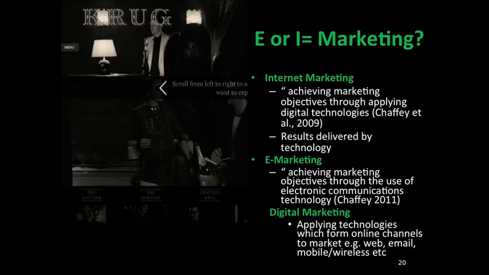So we're going to look in a little bit more detail at E or I marketing. Internet marketing is achieving marketing objectives through applying digital technologies. The results are delivered by technology. E-marketing is considered, by Chaffey, as achieving marketing objectives through the use of electronic communications technology. And finally, digital marketing is applying technologies which form online channels to market, in terms of web, email, mobile, wireless, etc.